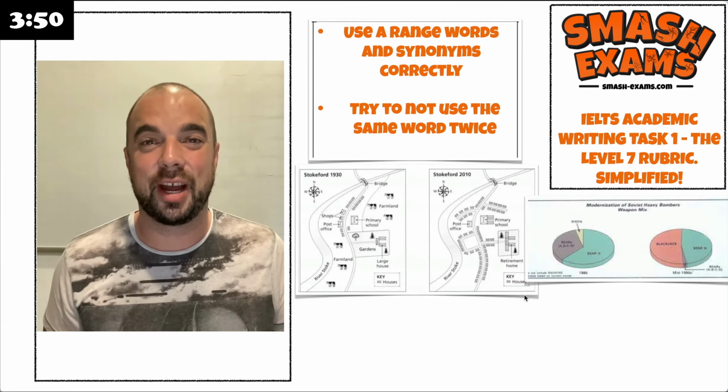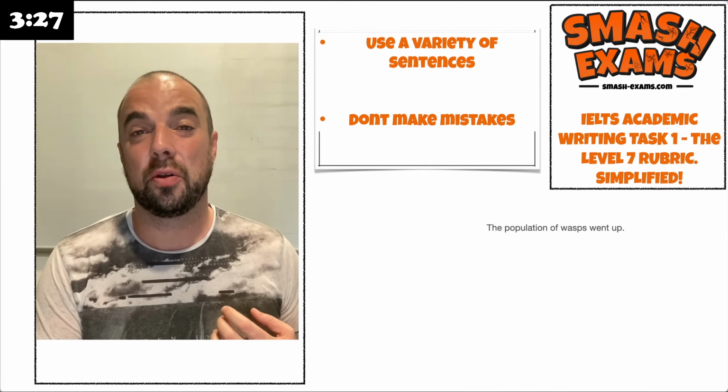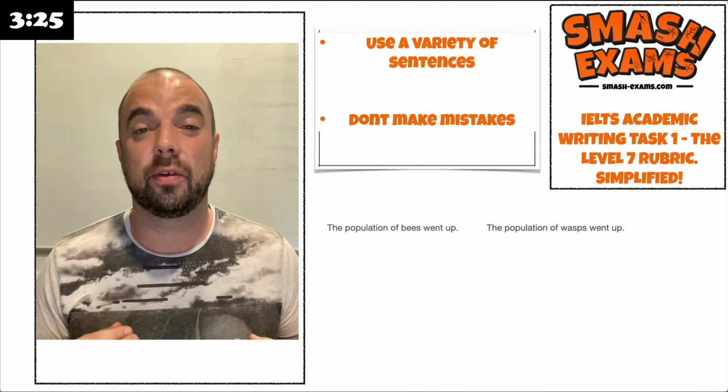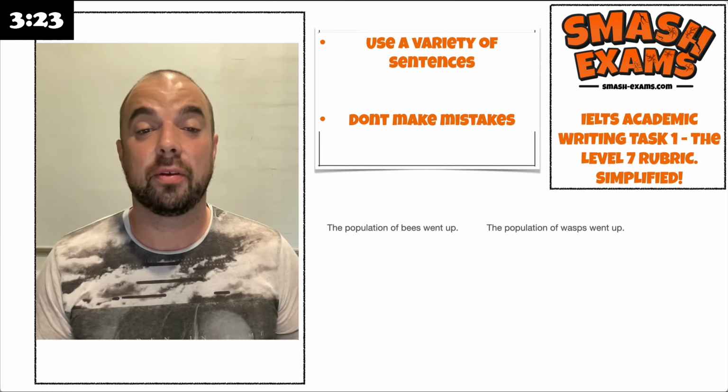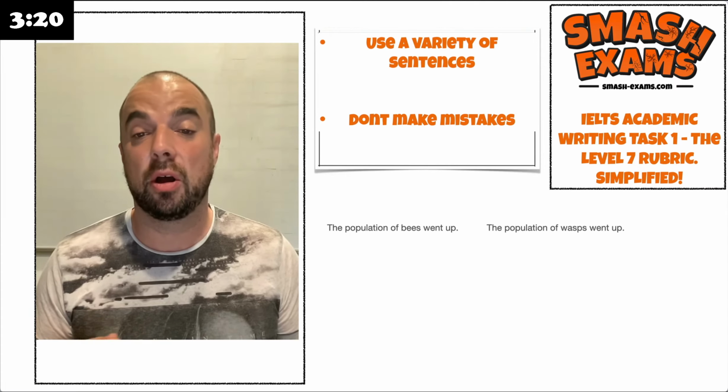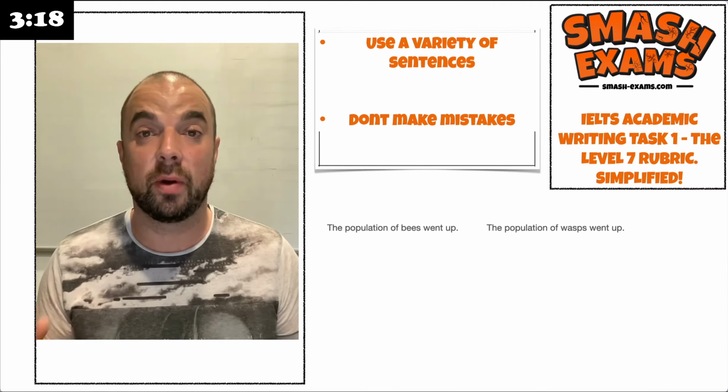The final thing you will be graded on is your grammatical range and accuracy, and this is what a level 7 looks like. To simplify, it's basically using a variety of sentences, and the most important thing is don't make too many mistakes. The best way to do this is to use simple sentences. So, the population of bees went up, or the population of wasps went up.